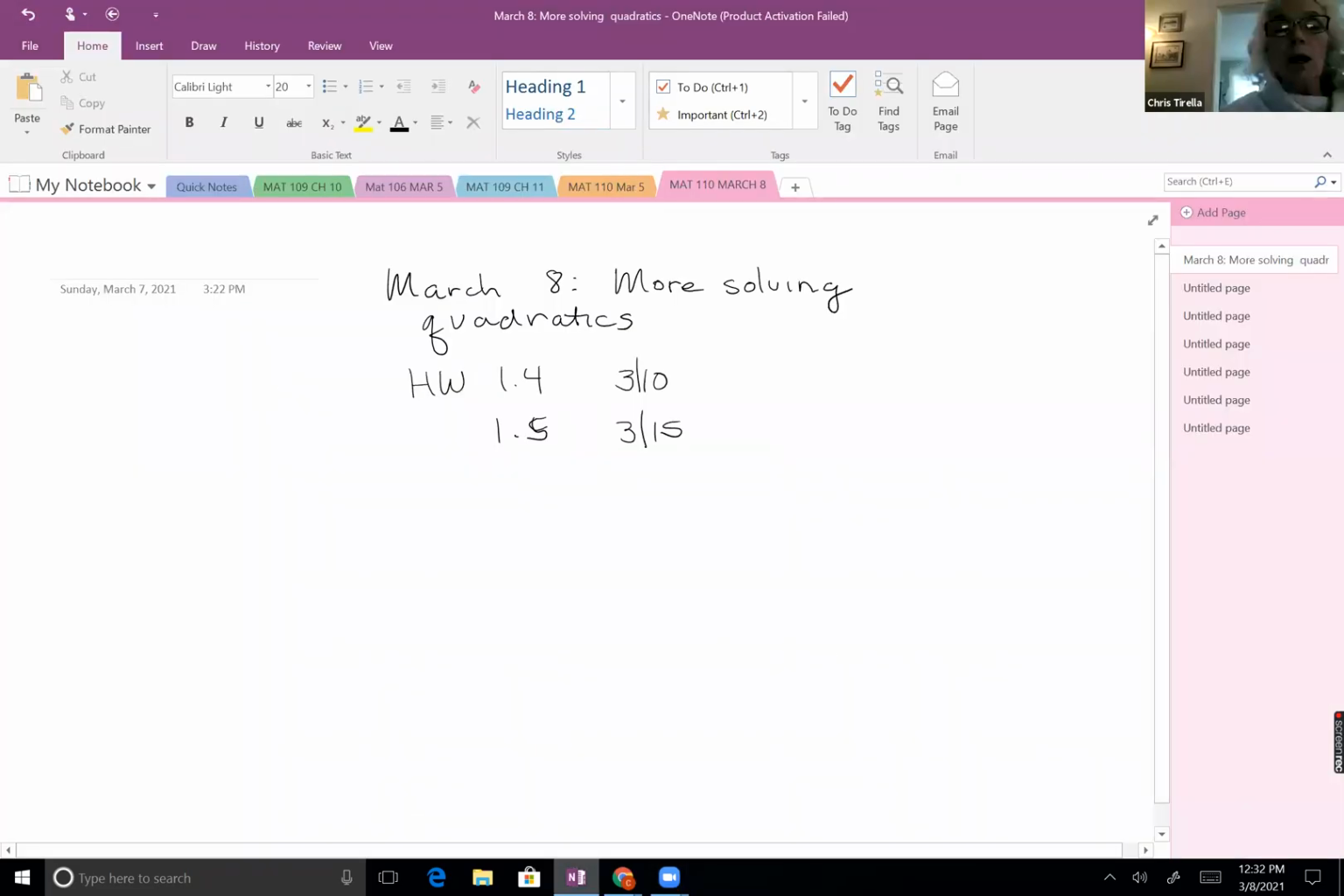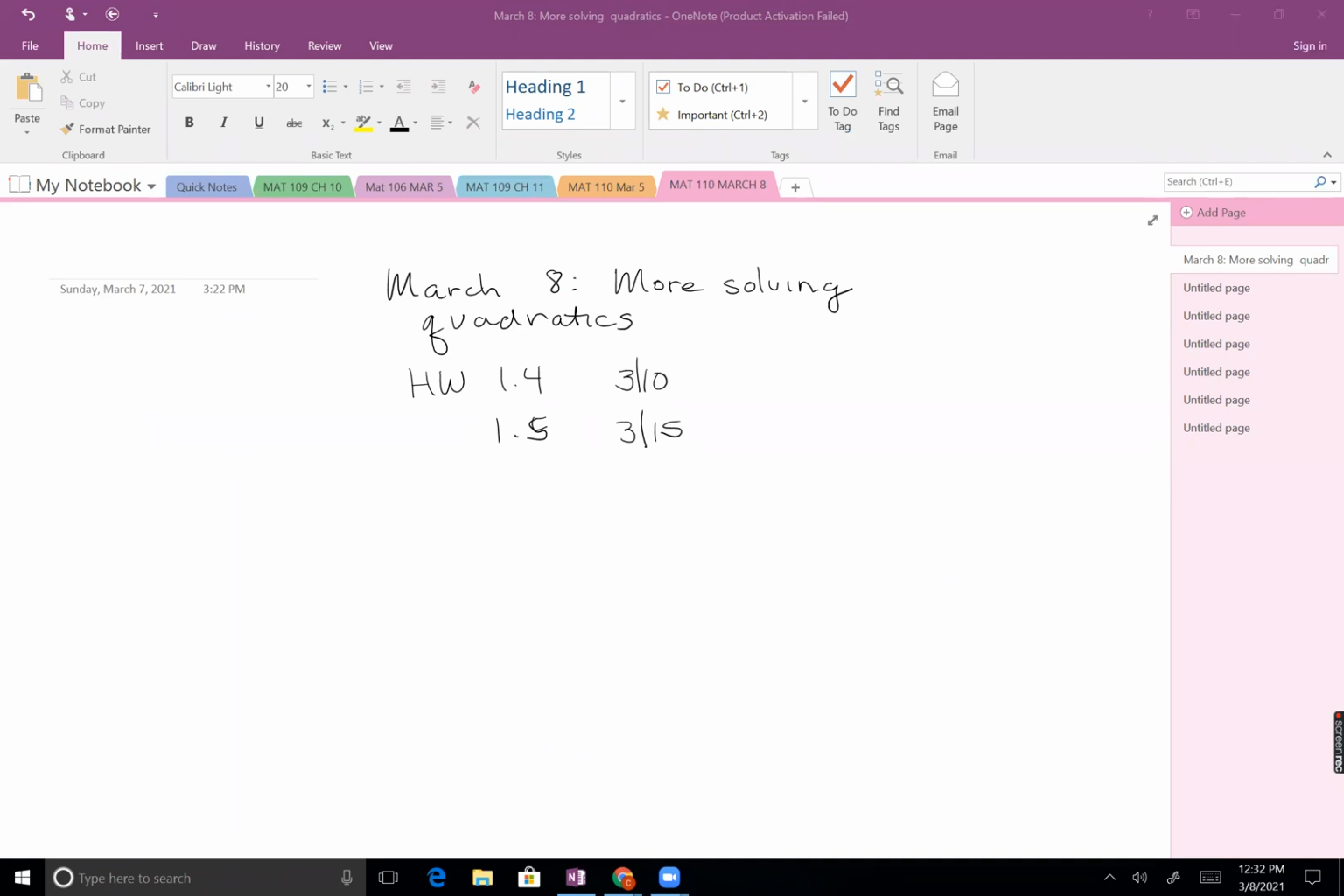First off, today we're going to look a little bit more at solving those quadratics. Homework 1.4, which has to deal with the imaginary numbers, is due on Wednesday, and homework 1.5, which deals with the quadratics, is due on Monday, and that's probably pushing the can too far down the road. I think if you could try to get that done before Monday, it would be much better.